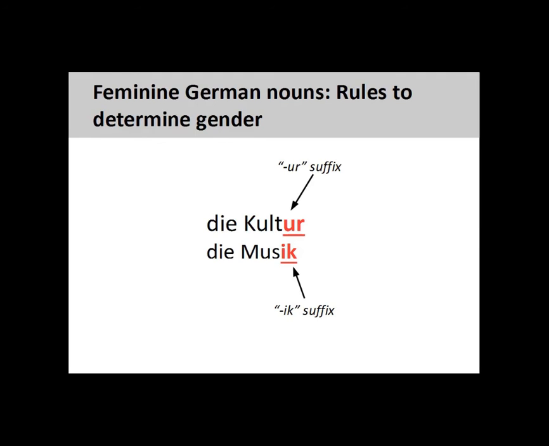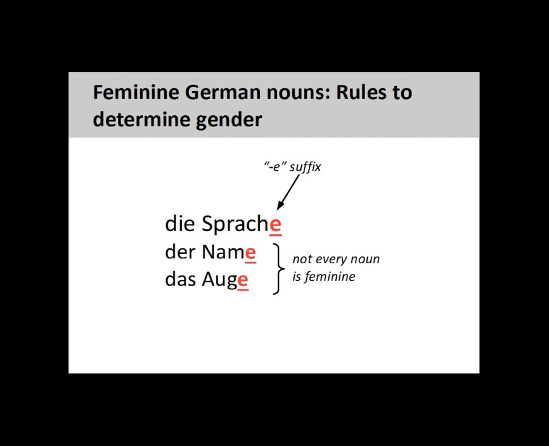There are several other endings that indicate a feminine noun, but I won't cover these in this presentation as they do not occur frequently. Finally, there are quite a few feminine nouns that end in -e, such as Sprache, language. It is generally safe to consider these feminine, but you need to be careful, as a few masculine and neuter nouns also have the same ending.